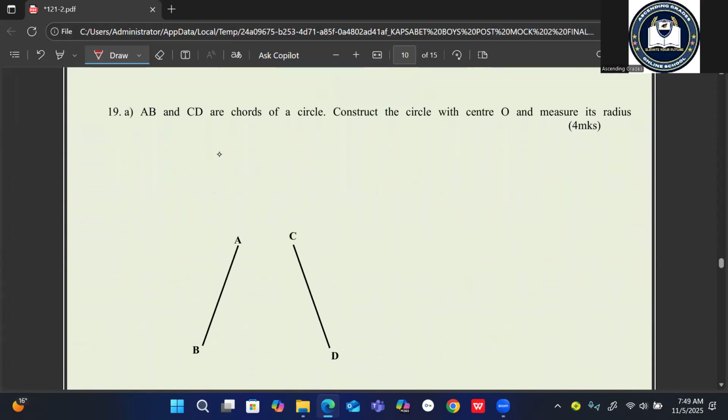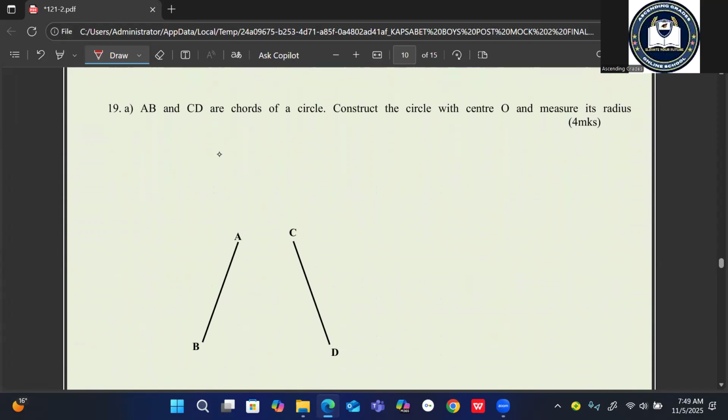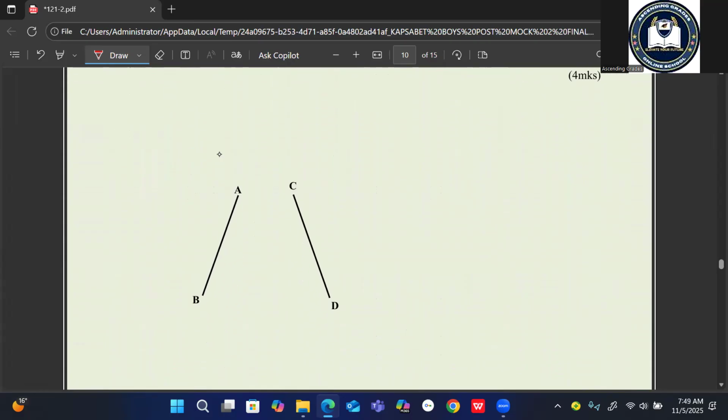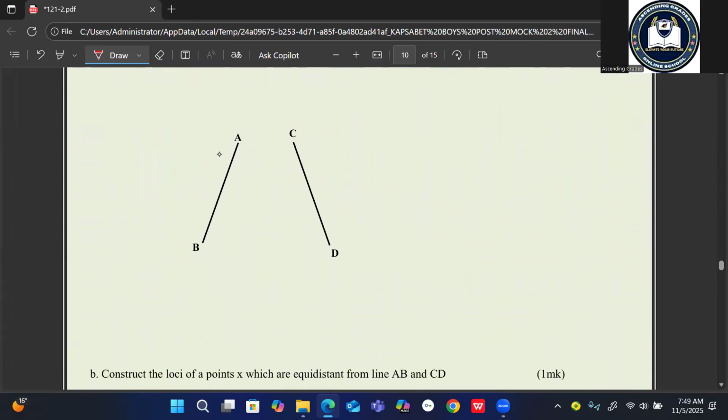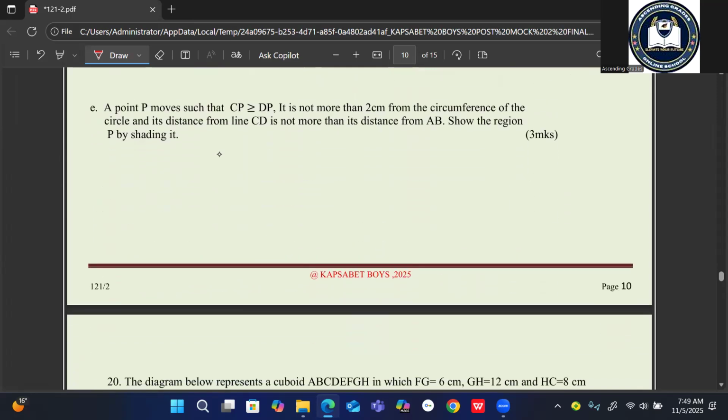AB and CD are chords of a circle. Construct the circle with the center O and measure its radius. Here, unfortunately, we don't have the tools, so we can just skip the question and go to the next one.